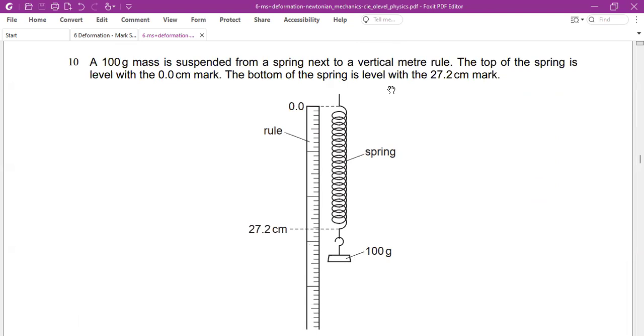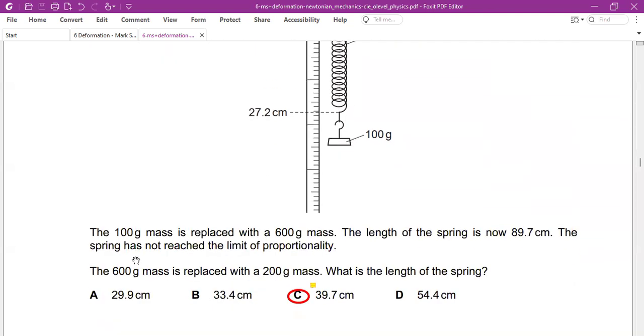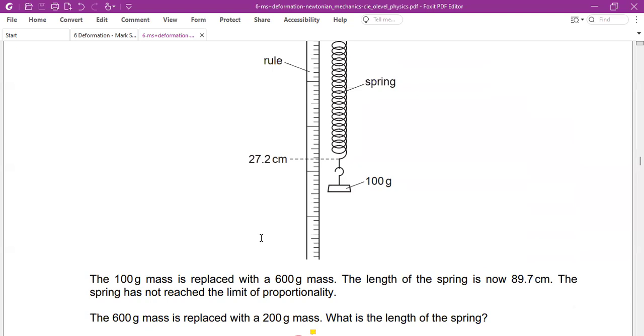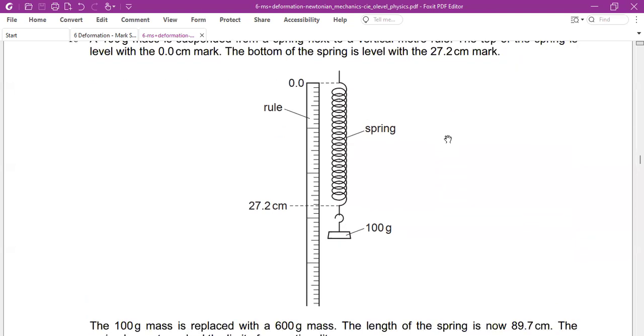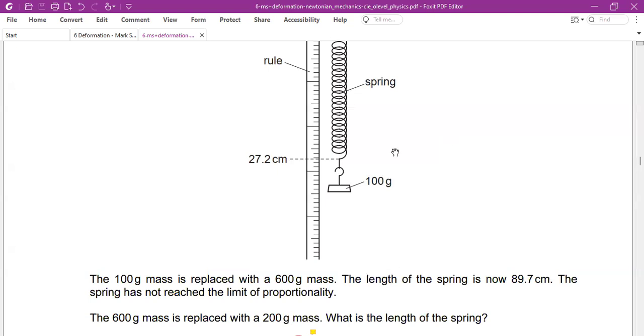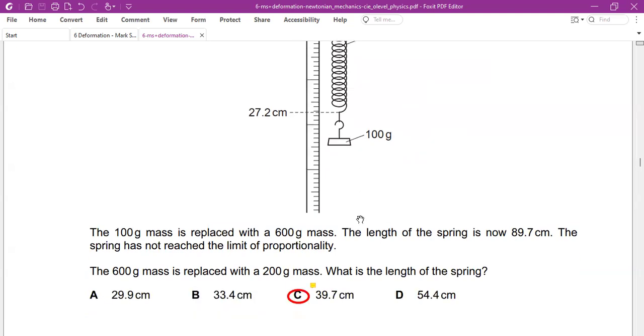A 100-gram mass is suspended from the spring. Look at this question carefully, because this will also be a numerical in P2. With the 100-gram mass suspended, the top of the spring is 0 and the bottom is 27.2. The 100-gram mass is replaced by a 600-gram mass. When we do this, the length of the spring is 89.7 centimeters. So the additional 500 grams gives you an extension of 89.7 minus 27.2. This will be a number that tells you how much extension you are getting per 100 gram. Then you multiply with 200 and you should get this extension.